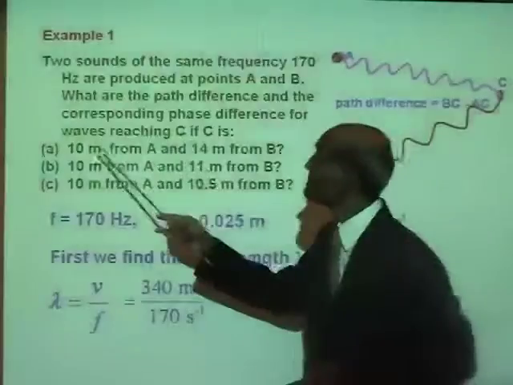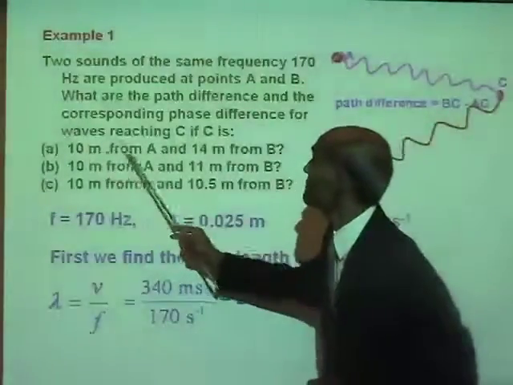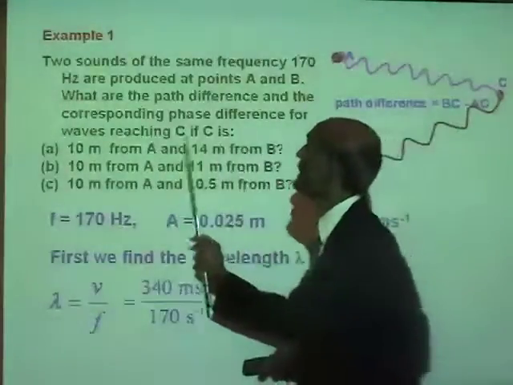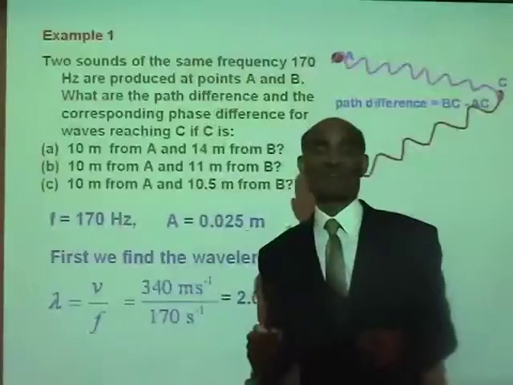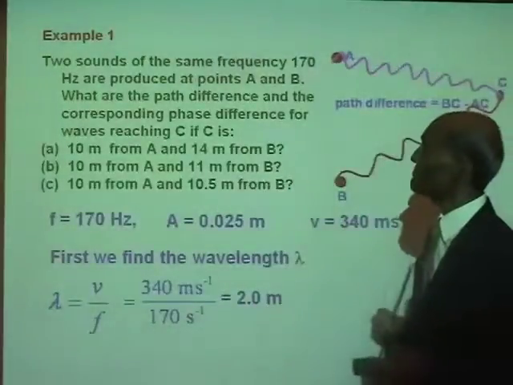Okay, now we are ready to do this. Well, C is 10 meters from A and 14 meters from B. Tell me, what is the path difference between waves coming from A and waves coming from B?